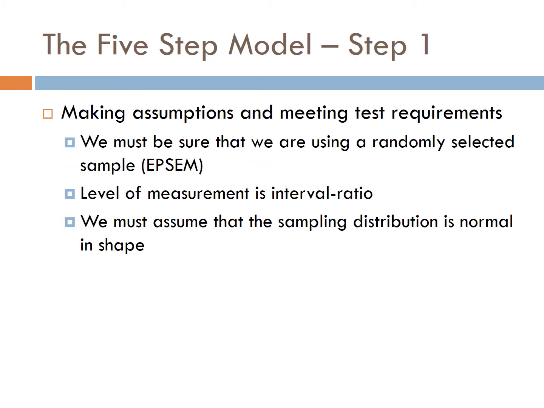So here we go, step 1 in more detail. Not only do you need to know the 5 steps, you get about half points for knowing the 5 steps, but if you get all the steps involved in a t-test or a chi-square or ANOVA, then you get all the points. So making assumptions and meeting test requirements, we must be sure that we are using a randomly selected sample, the level of measurement for this test is interval or ratio, and we must assume that the sampling distribution is normal in shape. For example, in the chi-square, we talked about nominal or ordinal measurements, and then we assumed that the sampling distribution is normal, but in a t-test, we actually look at the bell curve.